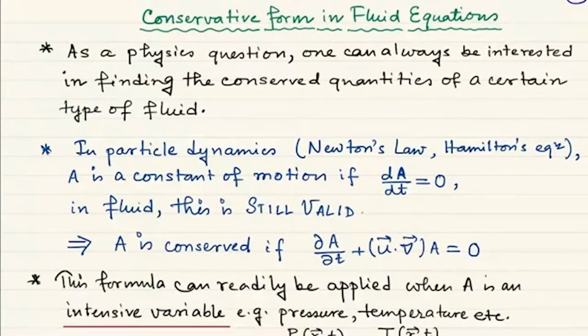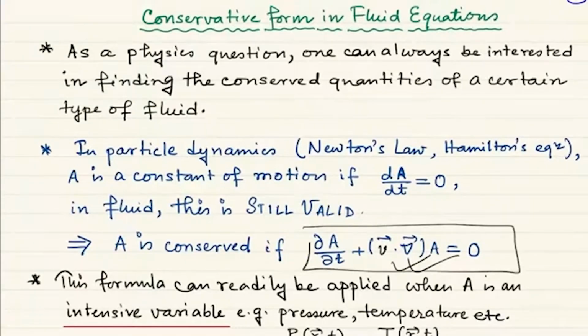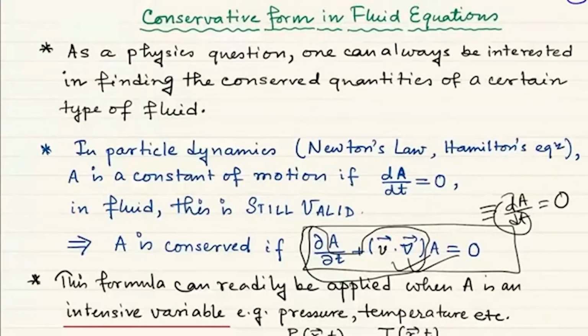u dot nabla. Sorry, it is v dot nabla, where v is the bulk velocity of the fluid. So v dot nabla, and this equation is exactly equivalent to writing dA/dt equal to 0, where d/dt is equivalent to del/del t plus v dot nabla. So this is true also for fluids.